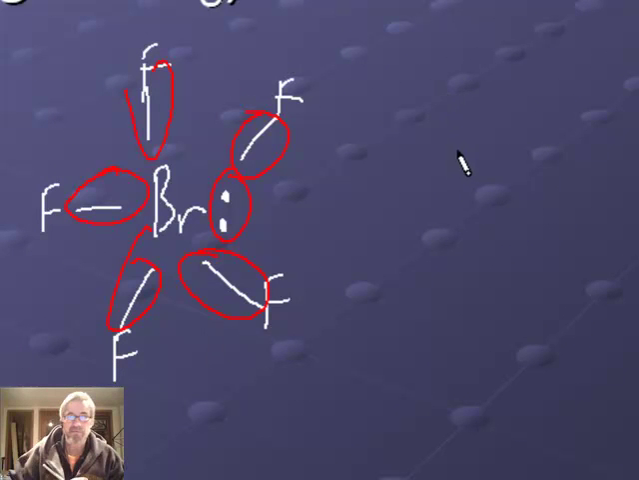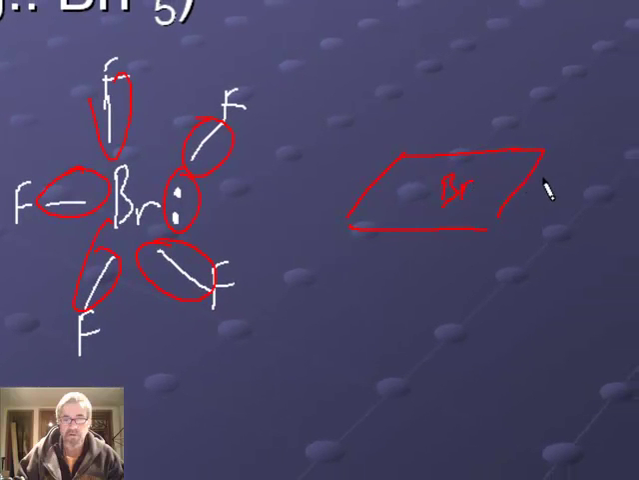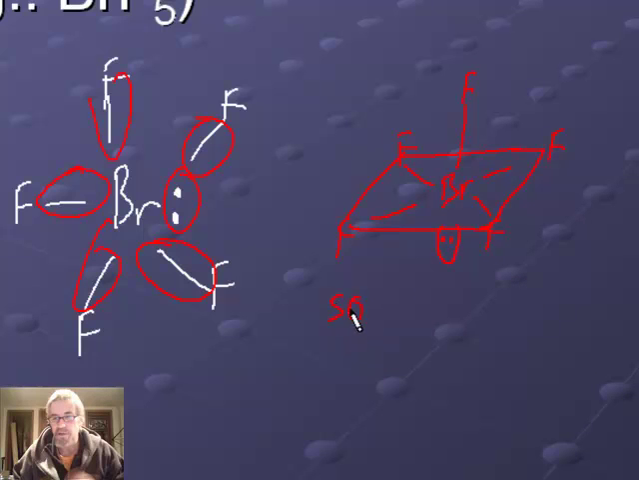Now when I think about my knocked over square here with bromine in the center, it really doesn't matter where I put that lone pair because all the bond angles are the same. They're all 90 degrees from each other. So this is how I'm going to draw it out. Put my 4 fluorines that are sort of in the equator there, and then I'm going to put 1 up here, and then down here I'm going to put that lone pair. What we end up with is a pyramid that has a square base, and so we call this molecular shape a square pyramidal shape.